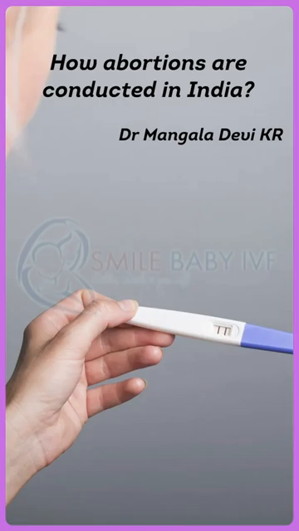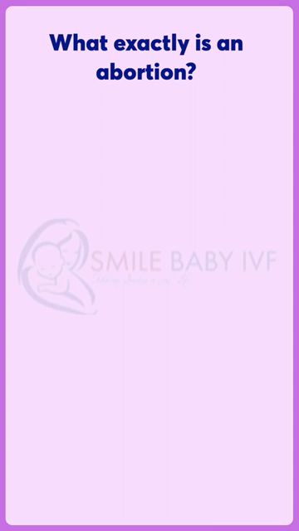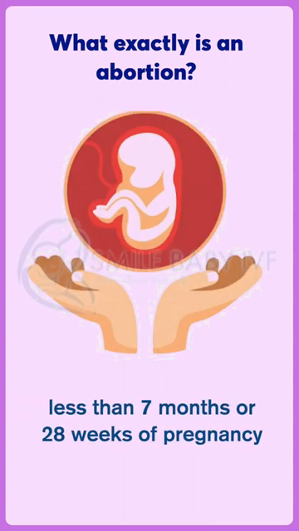How abortions are conducted in India. In India, we have an abortion law that legalizes abortion. What exactly is an abortion? So when a miscarriage happens less than 7 months or 28 weeks of pregnancy, we call it an abortion.